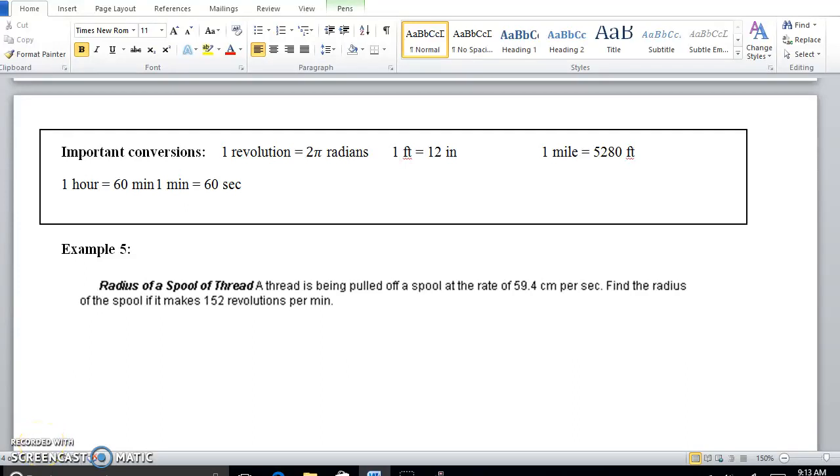All right, so these are the last two questions from chapter 3. So this first part, we've got all our conversions, so I'll refer to them when we need them.